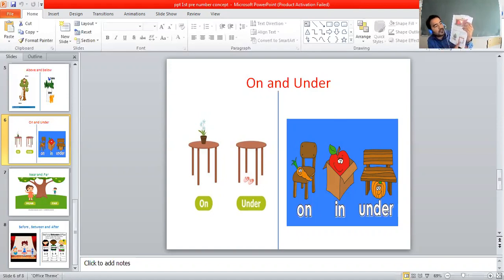On the right side, color the items on the table with red. The items on the table, we can shade using red color. Next, some items are under the table; color them with green. We can fill the green color. So that is the example for on and under.